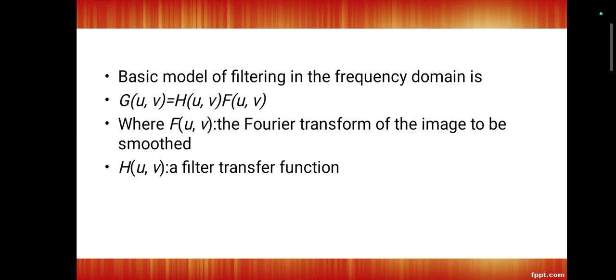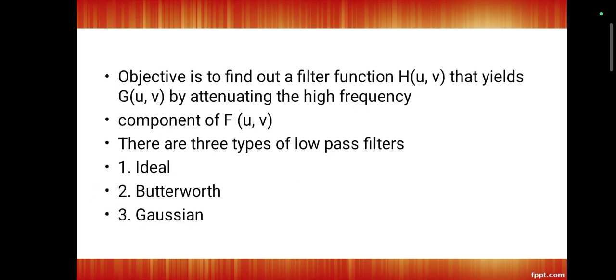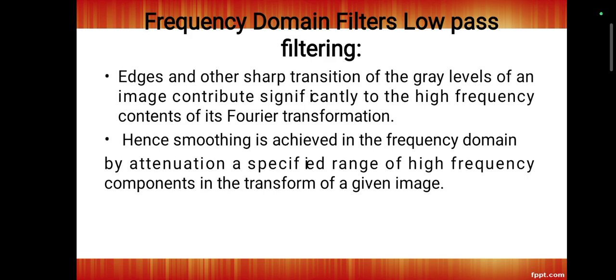The basic model of filtering in the frequency domain is G(u,v) equal to H(u,v) times F(u,v). H(u,v) is a filter transfer function. The objective is to find a filter function H(u,v) that yields G(u,v) by attenuating the high frequency component of F(u,v). There are three types of filters: ideal, Butterworth and Gaussian.